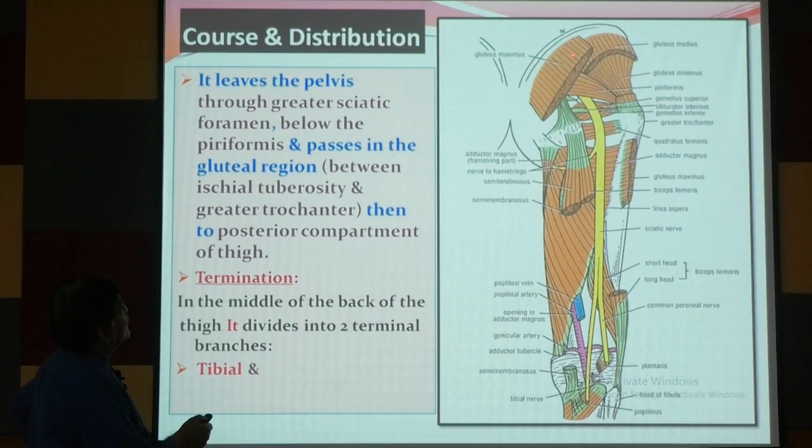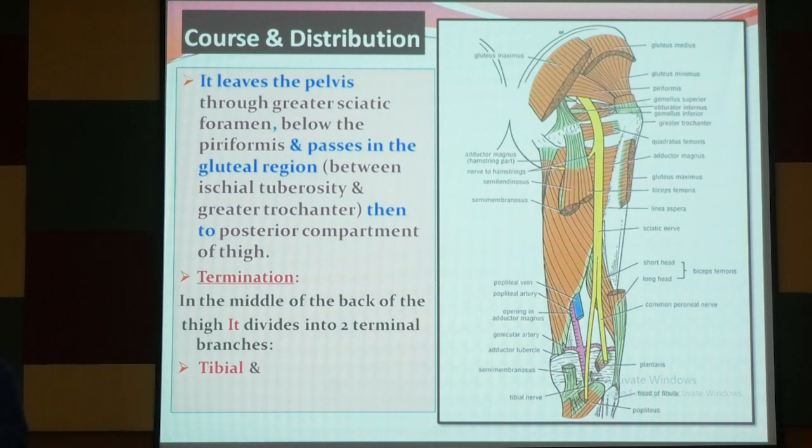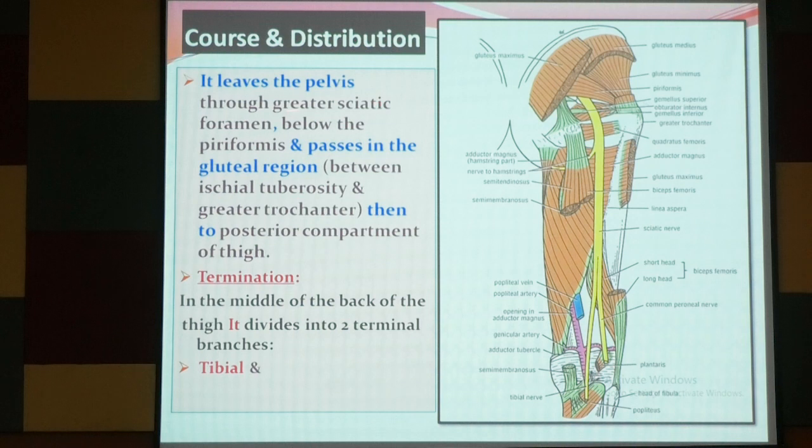Course and distribution. You can see the gluteus muscles are cut over. This is the piriformis muscle, a triangular muscle. Just below it, the sciatic nerve is coming out, and it divides into two parts and goes to the leg, and then branches go to the foot. Now, with this visualization, it leaves the pelvis through the greater sciatic foramen below the piriformis and passes in the gluteal region between the ischial tuberosity and the greater trochanter, then to the posterior compartment of the thigh.